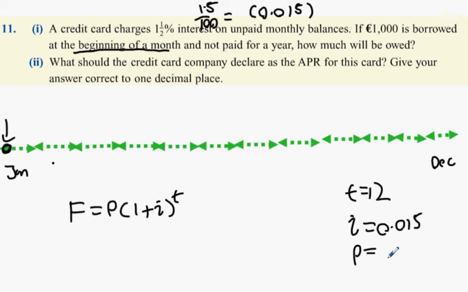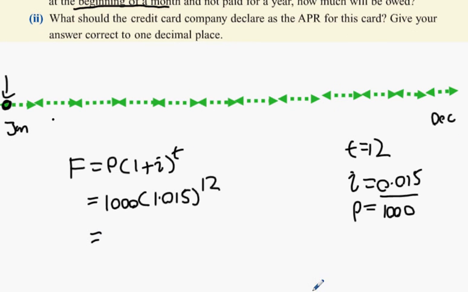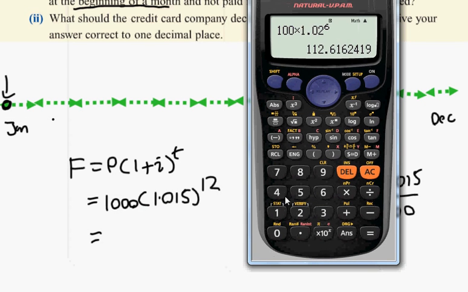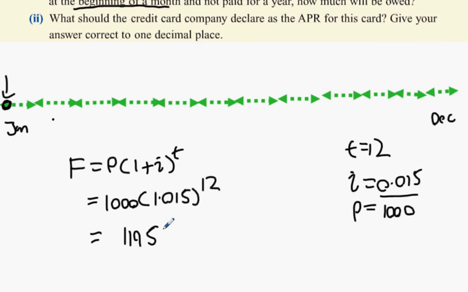How much did I start off with? Owen? I owe €1,000. So look at this. €1,000 and then 1 added on to 0.015, 1.015. I have to do it 12 times. So 1,000 multiplied by 1.015 to the power of 12. And what do we get? 1195.62. Everybody alright with that?